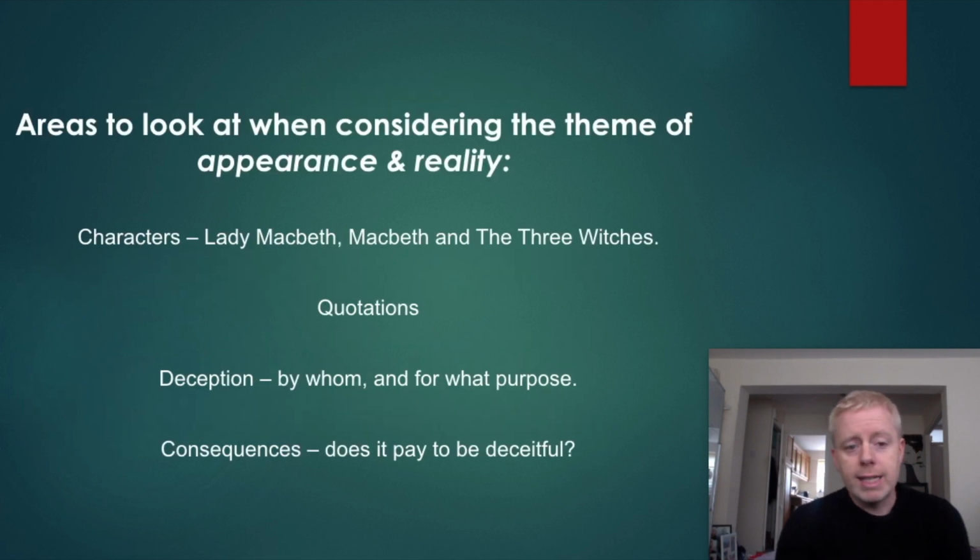Okay, so areas to look at when considering the theme of appearance and reality. Well, obviously the characters: Lady Macbeth and the three witches primarily. We'll have a look at a load of quotations, so do be pressing pause, jotting down some notes. Deception, by whom and for what purpose? And the consequences. What's Shakespeare's message? Does it pay to be deceitful?